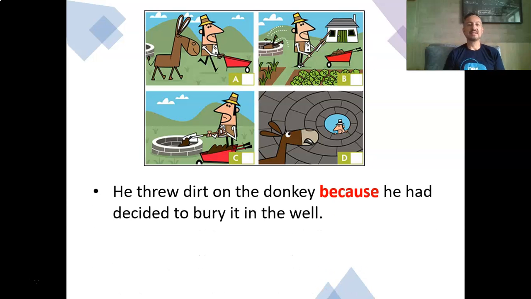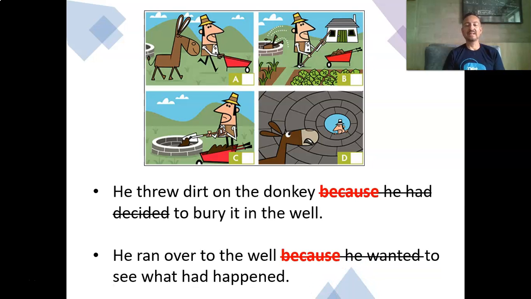But we can do like this. He threw dirt on the donkey, and we can do like this, to bury it into the well. And we can take out because he had decided. And we can only say he threw dirt on the donkey to bury it in the well. Or we can say he ran over to the well to see what had happened. So we can take out, remove because he wanted, and only use the word to express purpose.